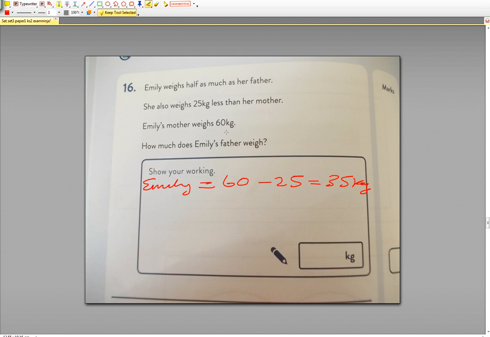Okay, so if Emily weighs 35 and she's half the weight of her father, that means her father is double her weight. 70. That's right. So the father is equal to double Emily's weight. Are you copying this down, folks? So how much does Emily's father weigh? He weighs 70 kilos.